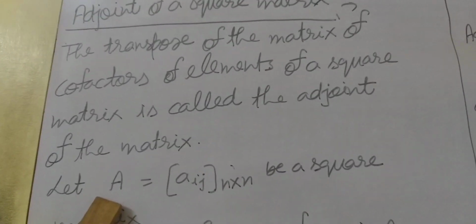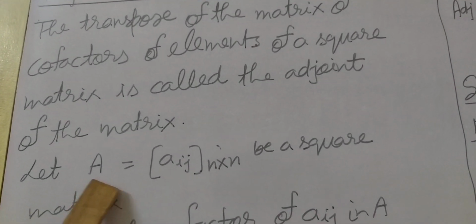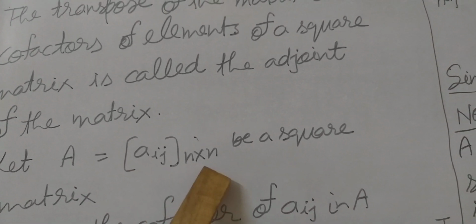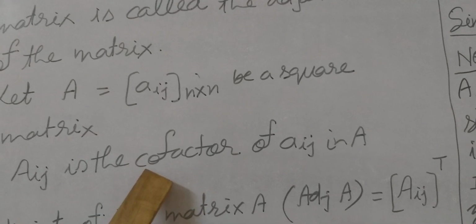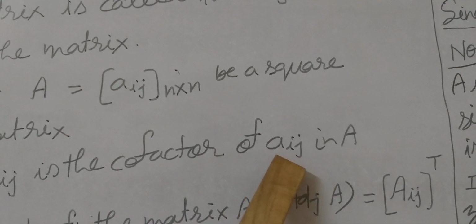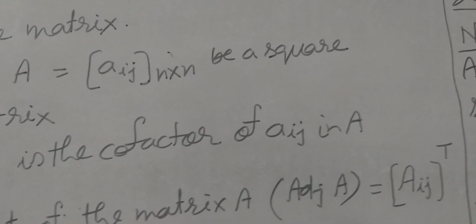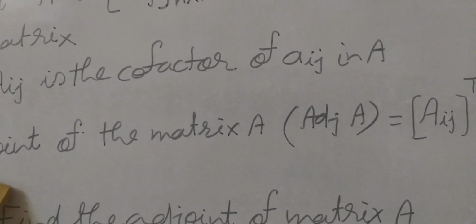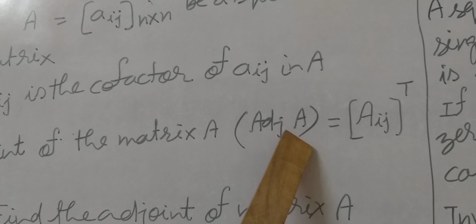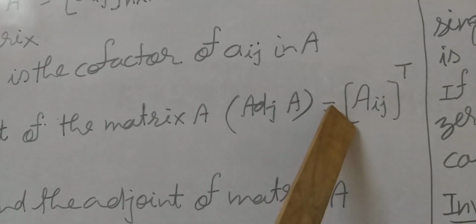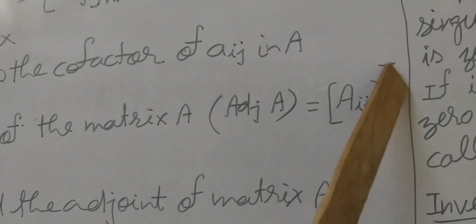The transpose of the matrix of cofactors of elements of a square matrix is called the adjoint of the matrix. Suppose A is a square matrix, Aij, n into n. Capital Aij is the cofactor of aij. The adjoint of the matrix is denoted by Adj A, and it is the transpose of the matrix of cofactors.